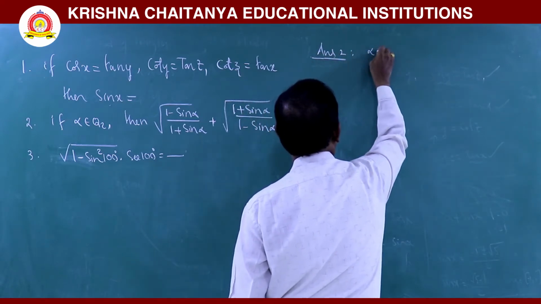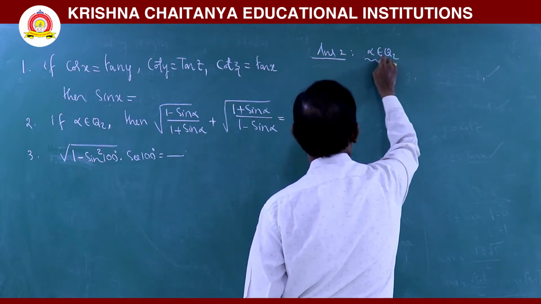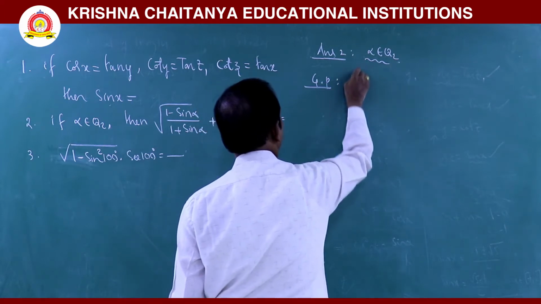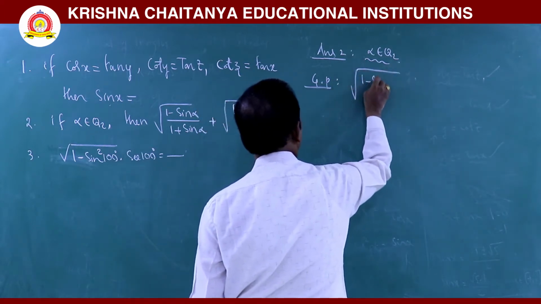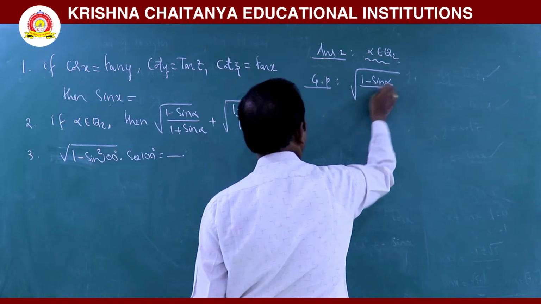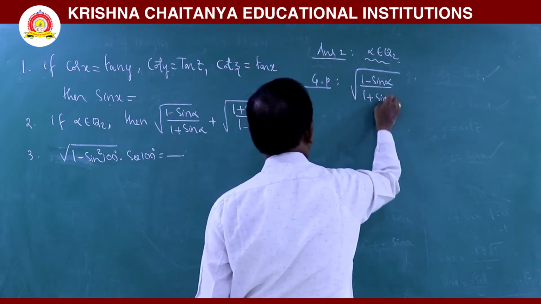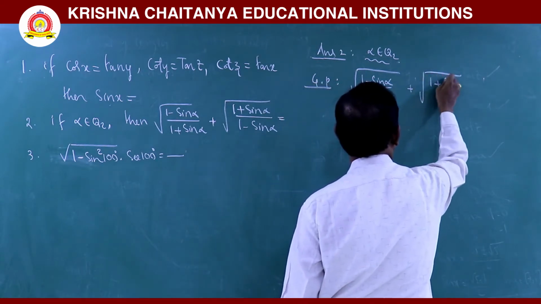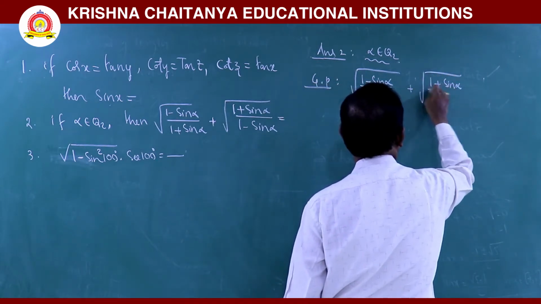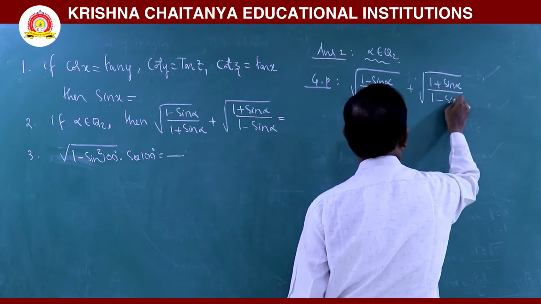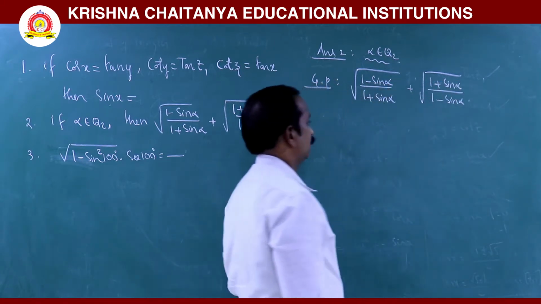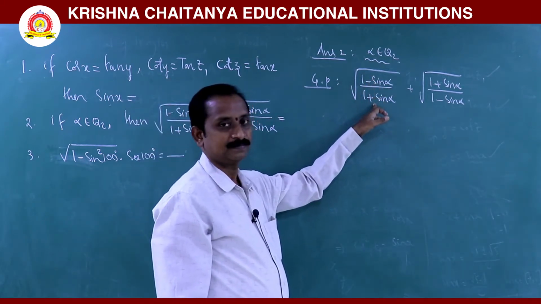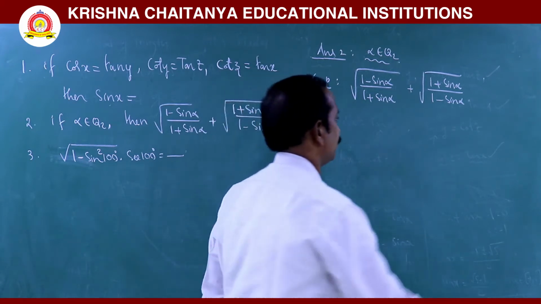Given alpha belongs to the second quadrant. The given problem is nothing but root over (1 minus sin alpha divided by 1 plus sin alpha) plus root over (1 plus sin alpha divided by 1 minus sin alpha). Indirectly it is in the form root over a by b. What is root over a by b?